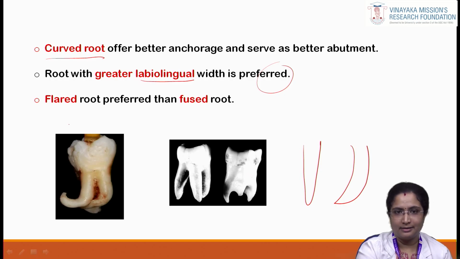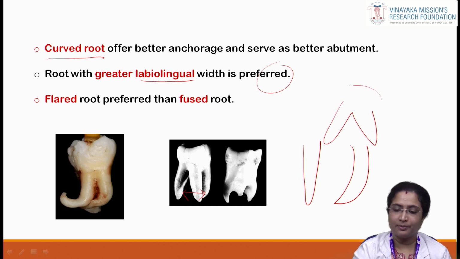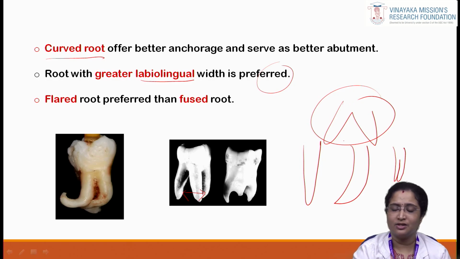One more factor to be considered is flared root. If the roots are flared up or separated apart from each other, it is preferred over a fused root because the surface area is going to be more, and the load distribution is going to be more.